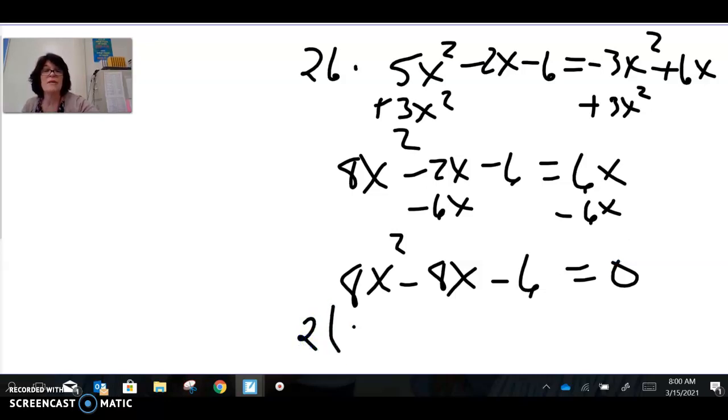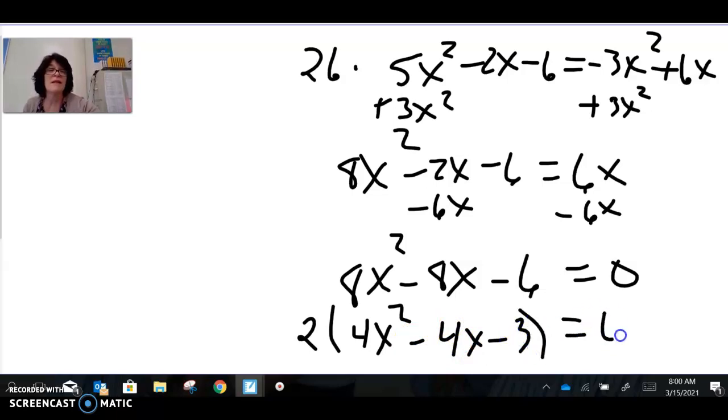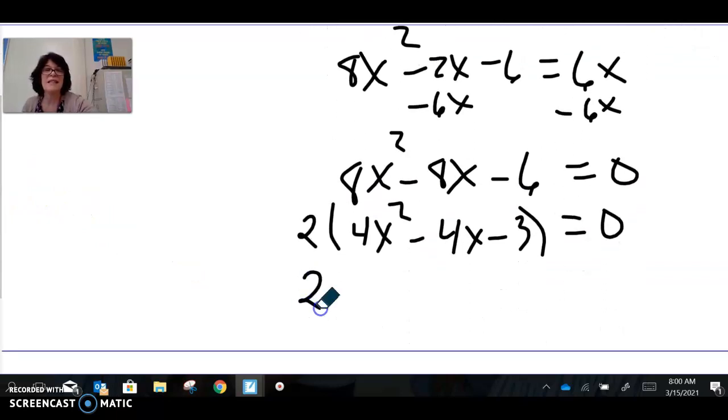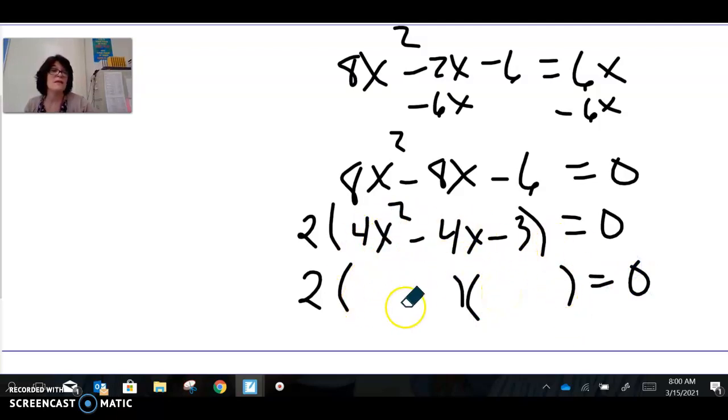Again, I'm going to take a 2 out to make my factoring easier. And then I'm going to let you go from there. You'll need to factor this now. What multiplies to 4x squared? Maybe it's 2x and 2x, and then you put your 3 and 1. Maybe it's 4x and 1x, and then you put your 3 and 1. Play with that until you get that one. And I think we're in good shape from there.